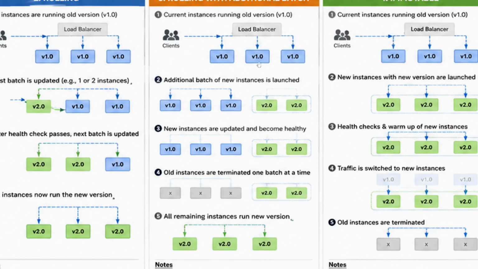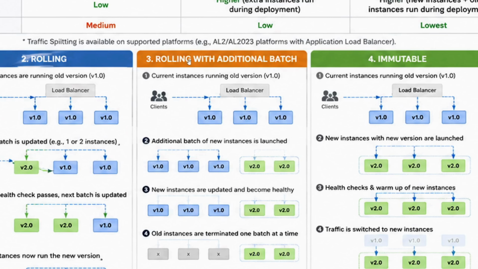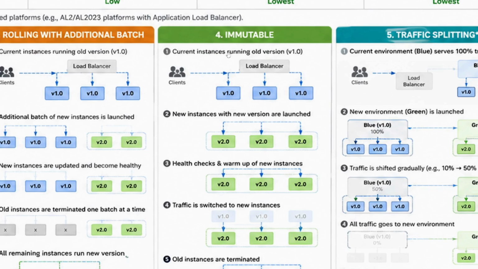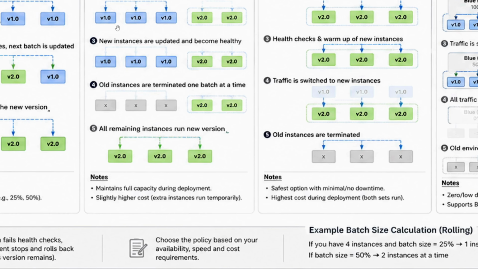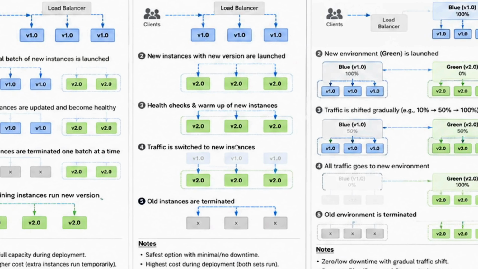Here you can see the maximum instances I had was 3, and it maintained these 3 instances for the previous version until the health check confirmed that the version 2.0 deployment was perfect. Once it is healthy, it will remove the previous ones. But here the maximum capacity I had set was 3, and now it is 5, so it is using an additional batch. That is why it is called rolling with additional batch. It maintains full capacity during the deployment, at a slightly higher cost. Obviously, you are running extra instances.